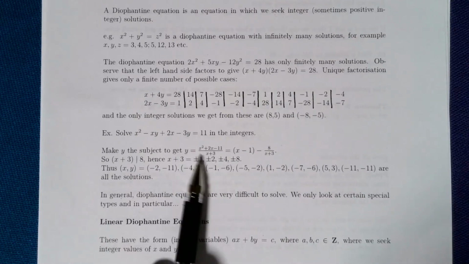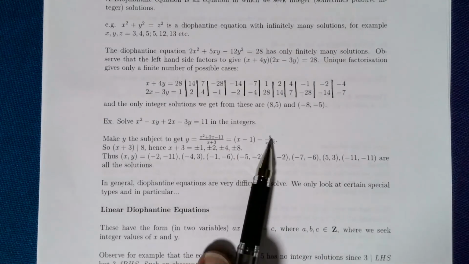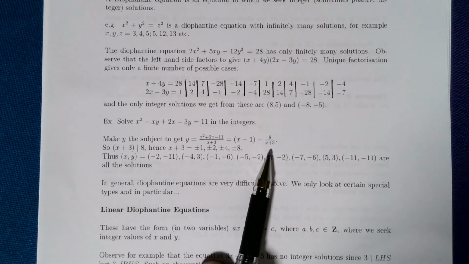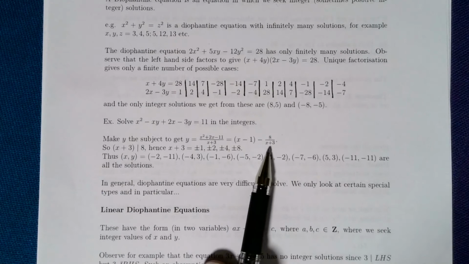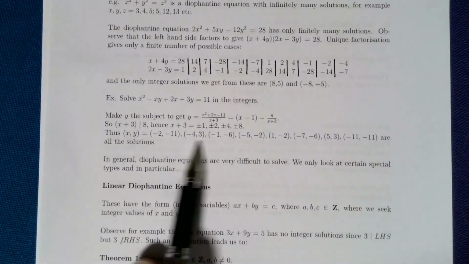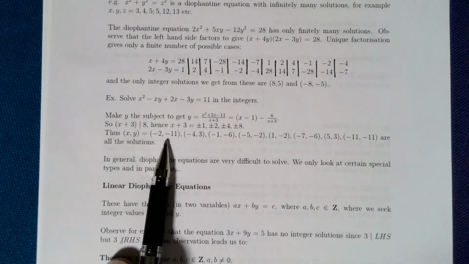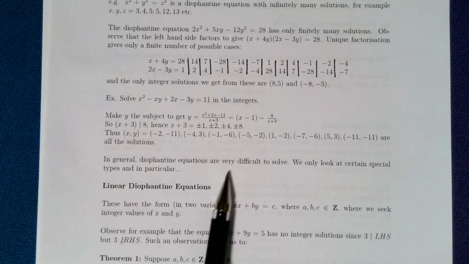I can then do long division on this, and when we divide the quadratic by x plus 3, we get x minus 1 minus 8 over x plus 3. Now y is a whole number, and x minus 1 is a whole number, so this has got to be a whole number, and that means x plus 3 has to go into 8. It's got to be a factor of 8. There are not too many factors of 8, only plus or minus 1, 2, 4 or 8. Solving that for x, we end up with these 8 solutions for the Diophantine equation. So this one again only has finitely many solutions. In general, Diophantine equations are very, very difficult to solve.